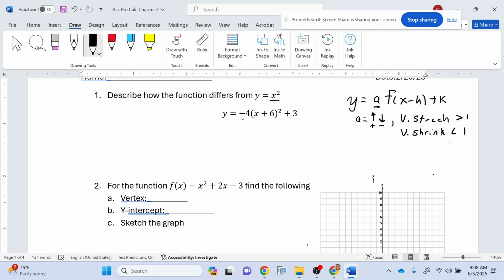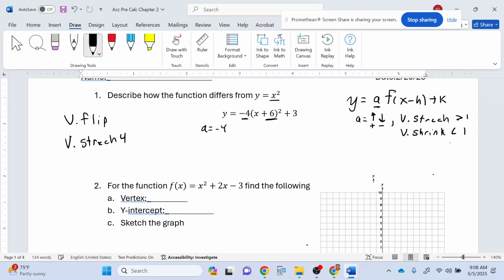All right. So this one, the a value is -4. Since a is -4, it tells me two things. That means it's going to be vertically flipped, so it's like upside down. And it's a vertical stretch of 4. So that means it's like 4 times longer than it would be compared to the x squared.